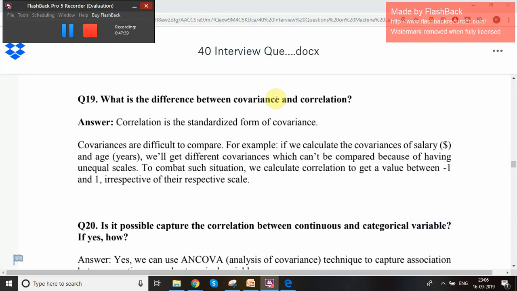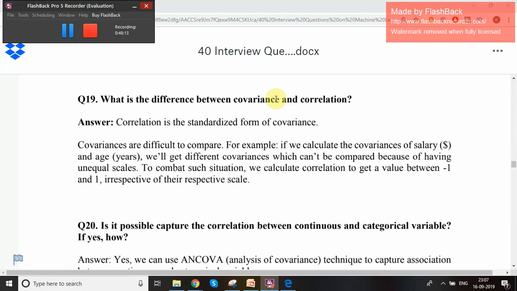If there is an increase in temperature, then there would have been an increase in sales of ice cream. So that is a direct relationship between temperature and ice cream. So in covariance, we can easily communicate the differences, whether it's an increase or decrease. But in correlation, we get to know exactly how much percentage of change has been included.